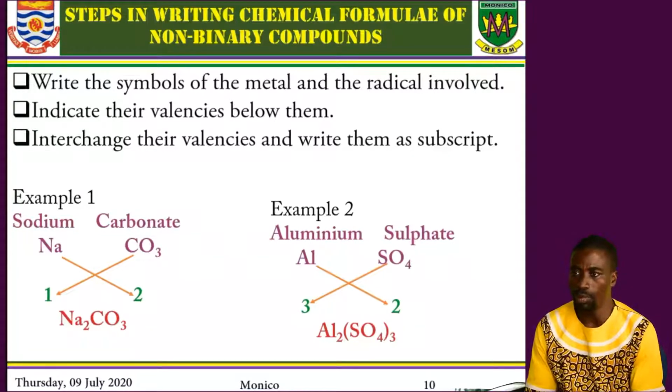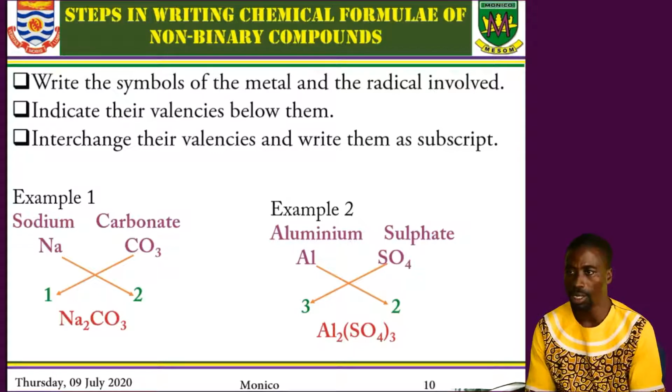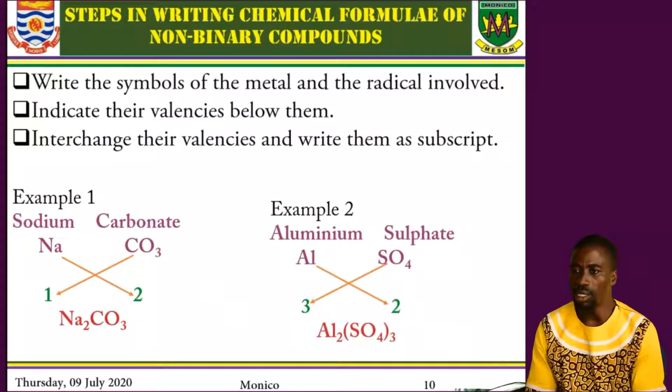Let me put it in a simple way. That is 3 atoms of sulfate, so 3 molecules of the sulfate. Let me take it again. 1 molecule of aluminium tetraoxosulfate VI contains 2 atoms of aluminium, 3 atoms of sulfur, and then 12 atoms of oxygen.